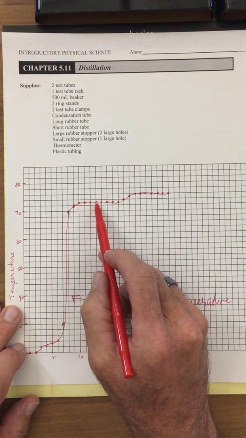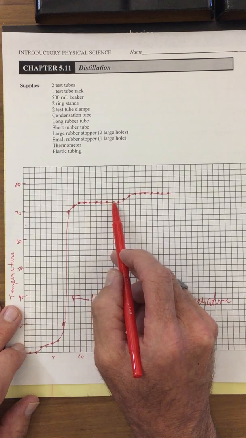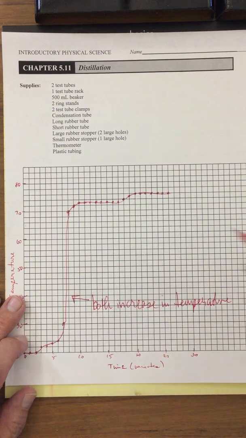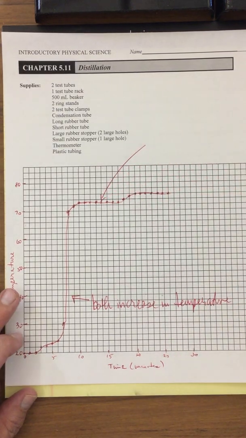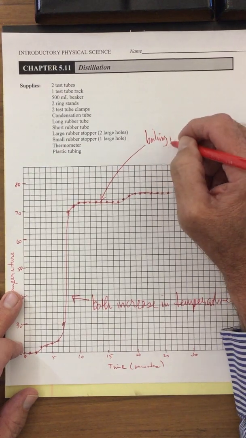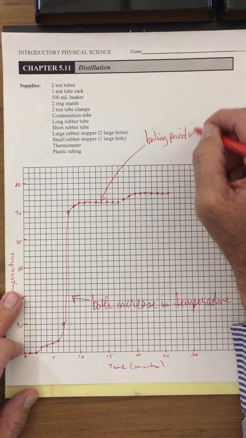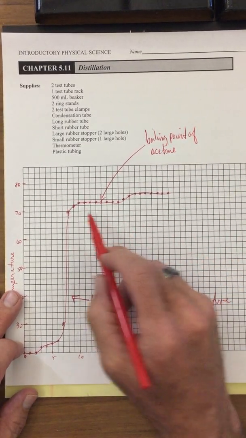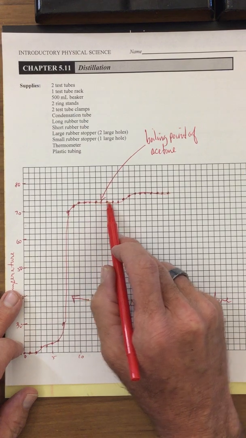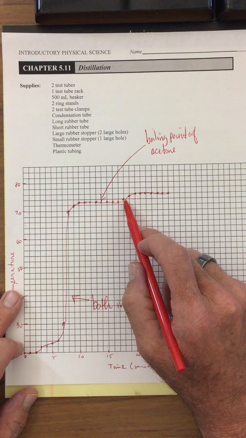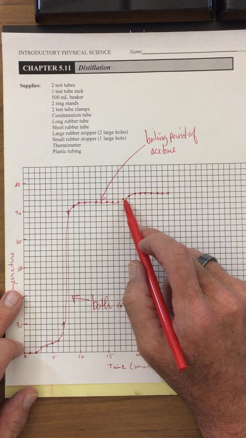This was an indication right here that we've reached the boiling point of the acetone, which has the lower boiling point. So I'm going to go ahead and draw an arrow right here. This plateau is the boiling point of acetone. And it maintained that same temperature, and then it sort of switched again. At this point in time, all the acetone has boiled away.